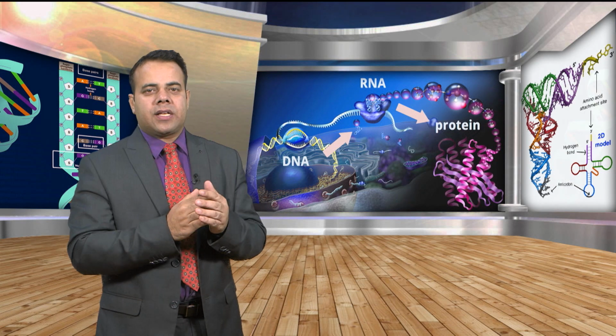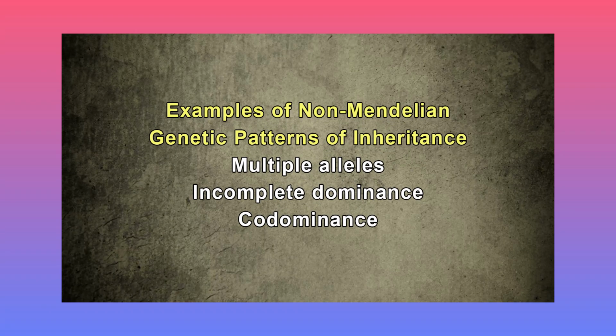So, the examples of non-Mendelian genetic patterns of inheritance include multiple alleles, incomplete dominance, and codominance. Dear students, let's discuss each one of them separately. First, multiple alleles or multiple allelism.